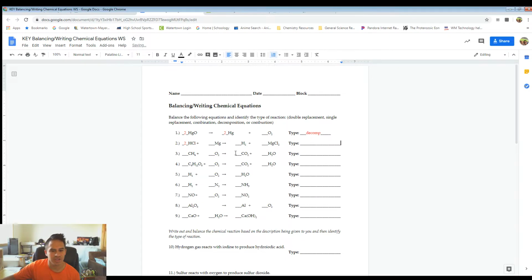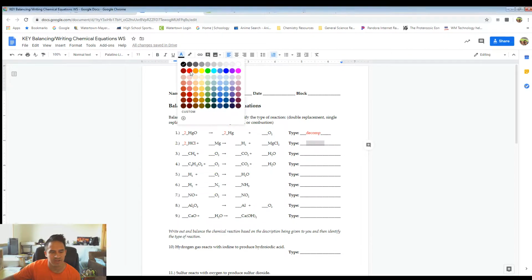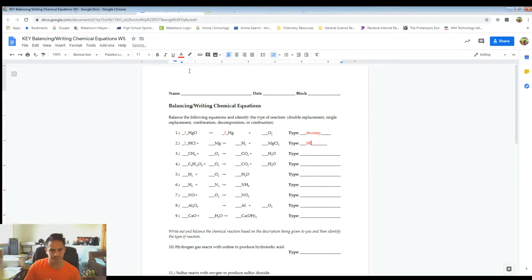And as for reaction type, this is going to be a single replacement reaction. We can see that we have hydrogen here in this compound with chlorine, and the magnesium kicks the hydrogen out. So in the product, hydrogen is by itself, magnesium is now paired up with chlorine. So that is a single replacement reaction. And let's just write SR just to keep it simple. So all right, taking a look at number 3.